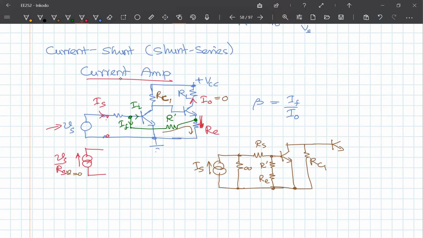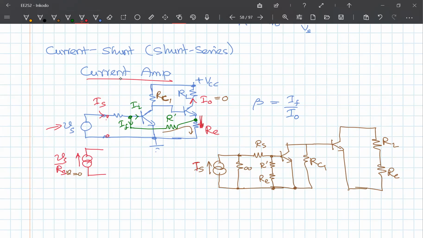Okay, so the output current will be flowing through my RE. This is RL. That's my RL. So this is my circuit. Mind you, I am not connecting these two places, right? These two places are not connected. I'm not connecting these two. It is irrelevant. So this is for the output circuit. This is for the input circuit.